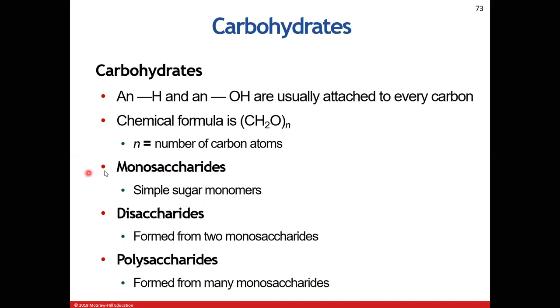We can have what we call monosaccharides. Monosaccharides are simple sugar monomers. We can have disaccharides. Disaccharides are going to be formed from 2 separate individual monosaccharides. And then we have polysaccharides. Again, poly meaning many. So this is going to be formed from many monosaccharides.